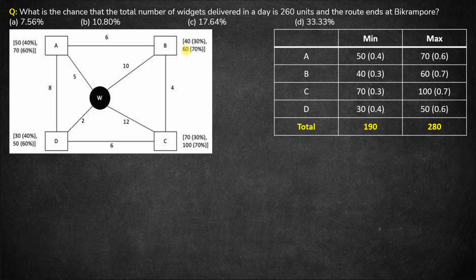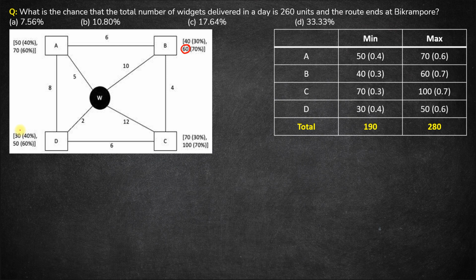If B is the last location to be visited, then what should be the demand at B? Now demand at C is definitely going to be the highest, either 70 or 100. That's okay. If B has to be the last location to be visited, demand at B should be the lowest. So can the demand be 60 at B?